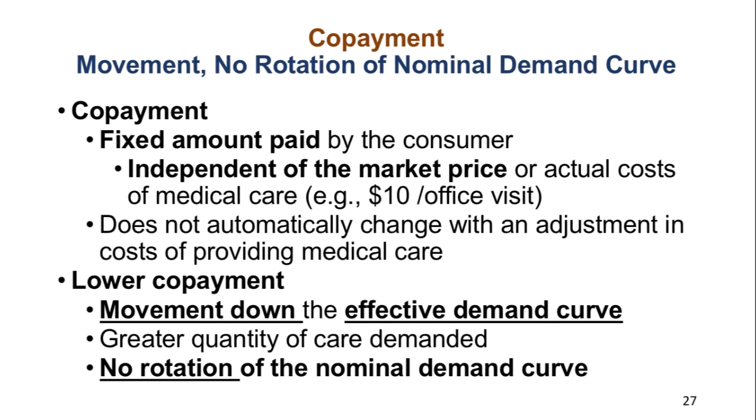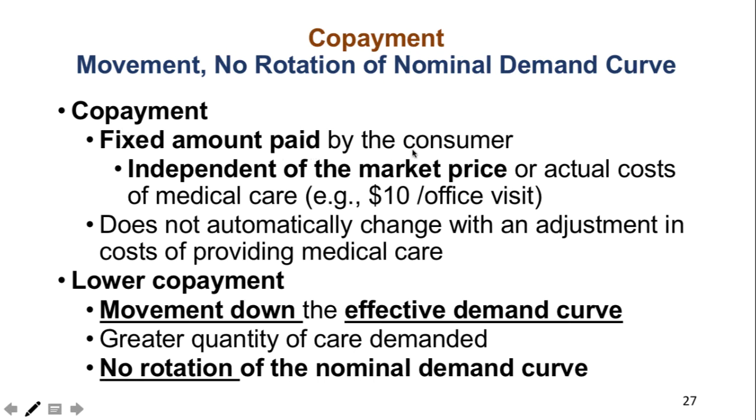Now, the copayment. What about the copayment, the second feature? How is a change in copayment going to change the demand? In that case, we don't have a shift or a rotation. It's a movement along the demand curve. So no rotation of the nominal demand curve with a change in the copayment.